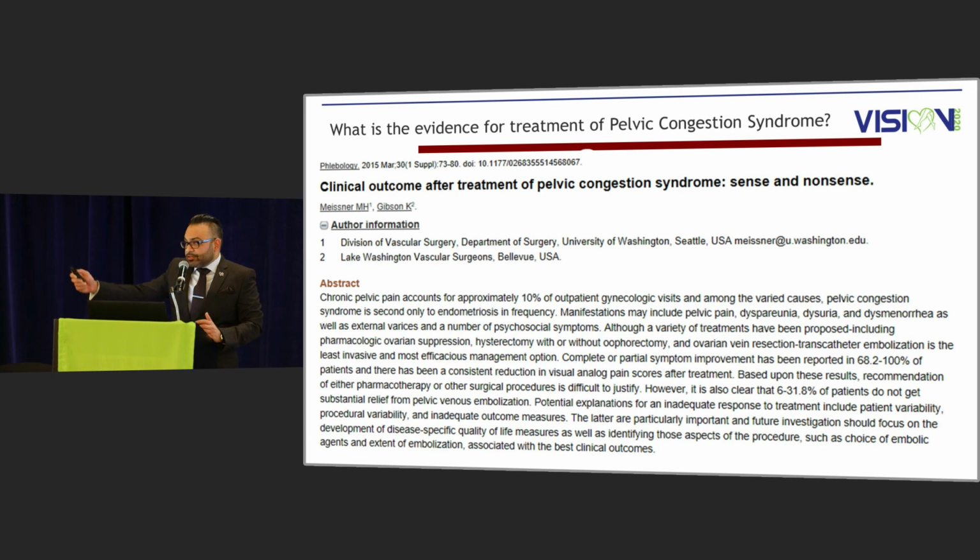Dr. Kathleen Gibson, who's here today in the room from Seattle, Washington, published this very good paper with Dr. Meisner saying that, guys, at the end of the day, when you look at these patients that come through, they're getting hysterectomies, they're getting all these open surgical procedures, embolization does work and it does help.